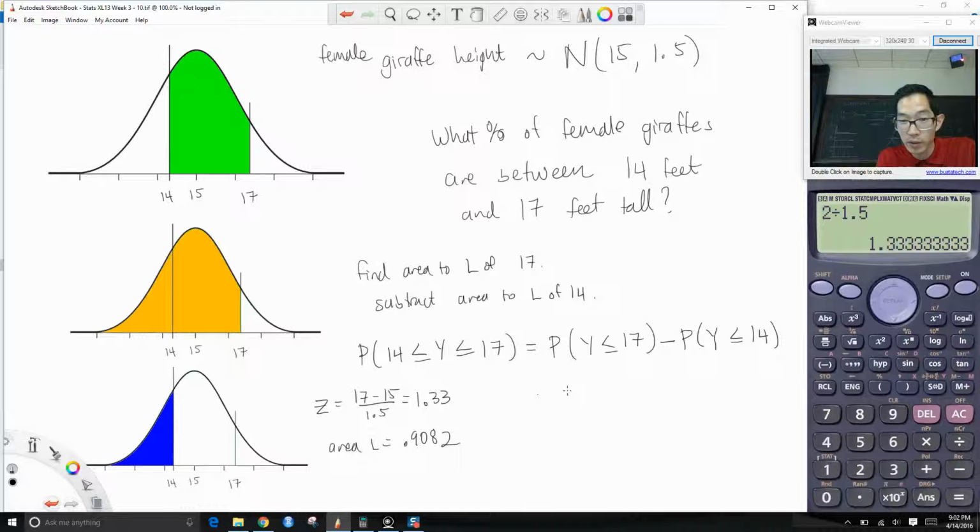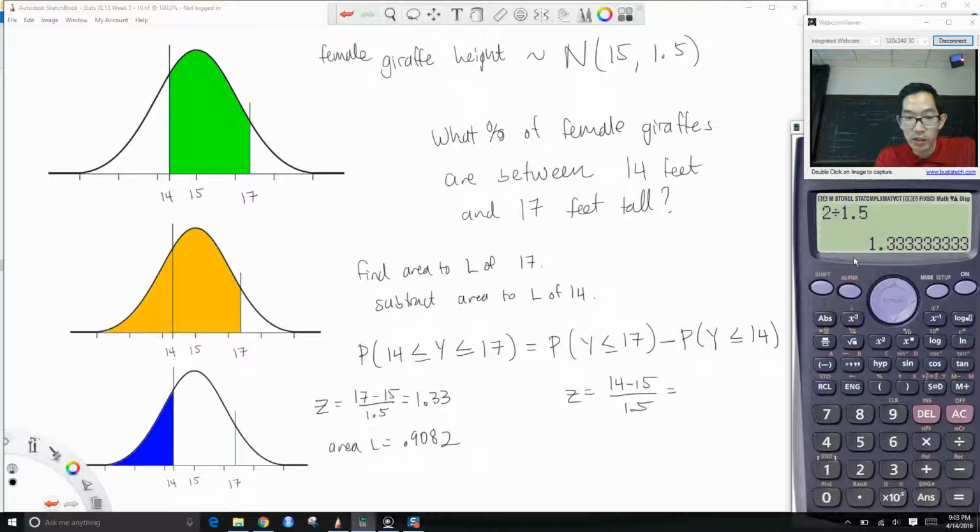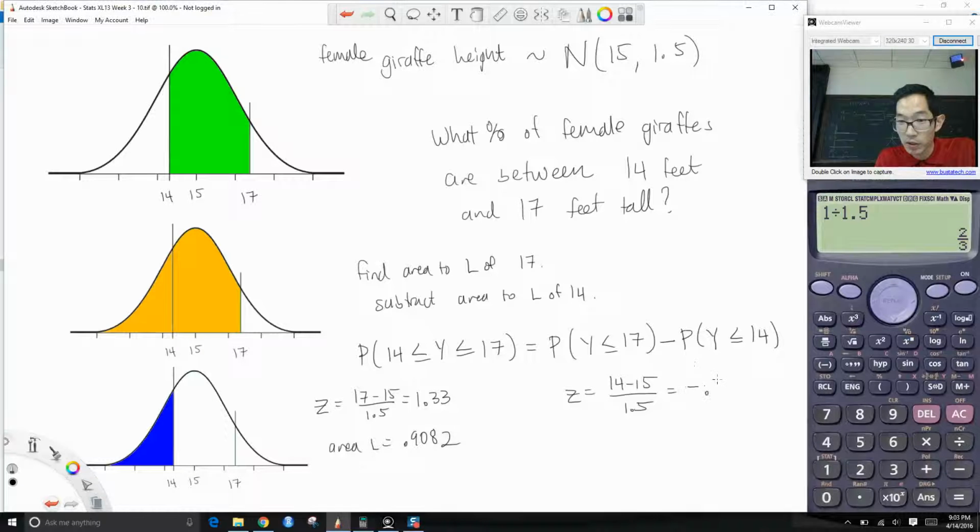All right, and I do the same thing for 14. Z is equal to 14 minus 15 over 1.5, so I think that's negative 0.67. And the area to the left, I'm just going to look it up in my table, of negative 0.67 is 0.2514.